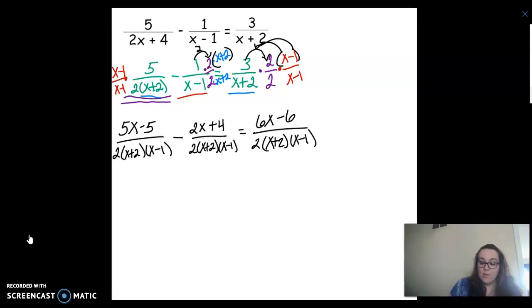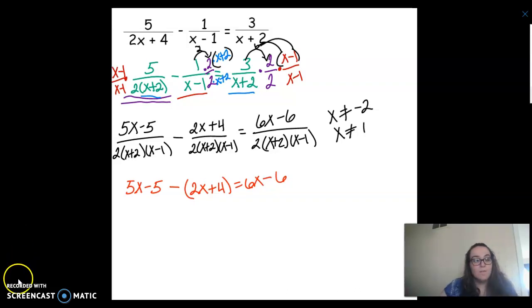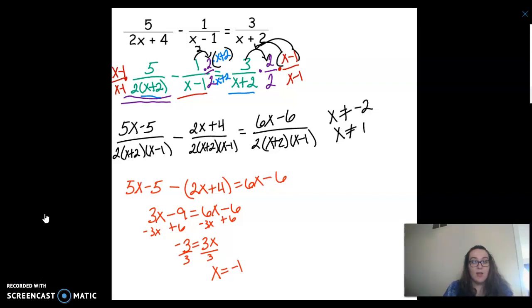Now that all those denominators are equal, I can set my numerators equal. 5x minus 5. Pay attention here that I'm subtracting that whole 2x plus 4 because that can get you into trouble, equals 6x minus 6. Go ahead and solve that equation. And as long as x cannot equal negative 2 and x cannot equal 1. Alright, I got down here that x equals negative 1, and that is an okay answer to have. So there is my solution.